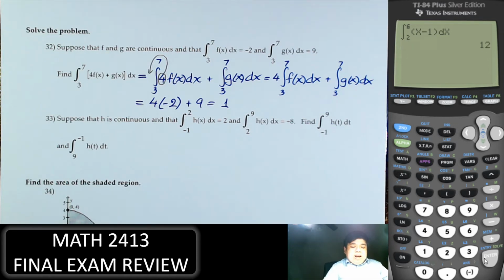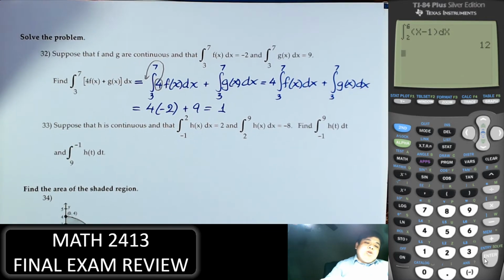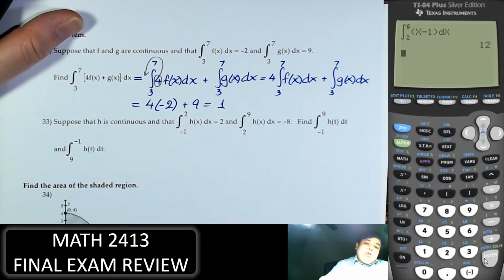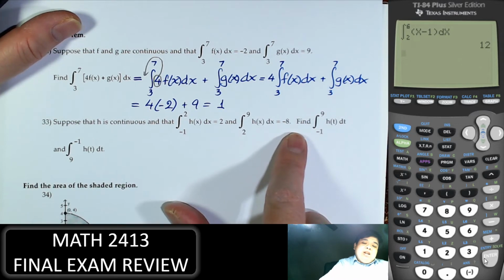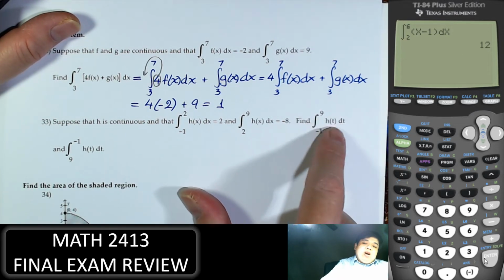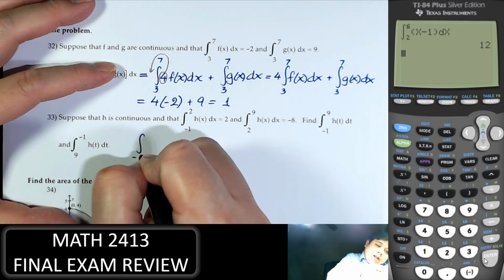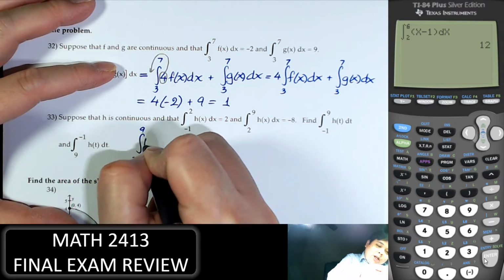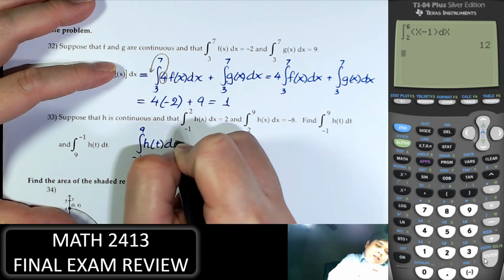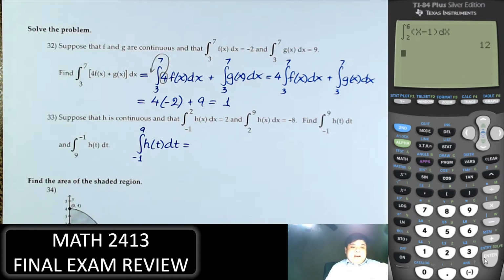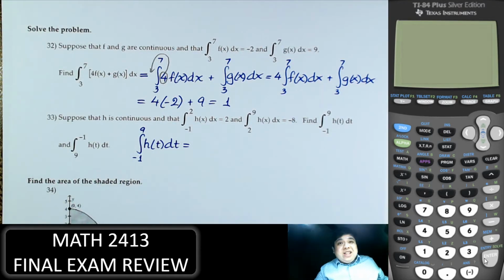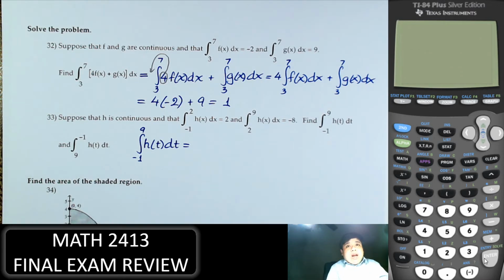Right, next we have the integral from negative 1 to 2 of h of x is 2, from 2 to 9 is negative 8. So find the integral from negative 1 to 9. So let's do that first. Negative 1 to 9 h of t dt. Right, so that's what we need, and that's not what is given. What we can do though, the limit from negative 1 to 9, we can go from negative 1 to something, and then from that something to 9.